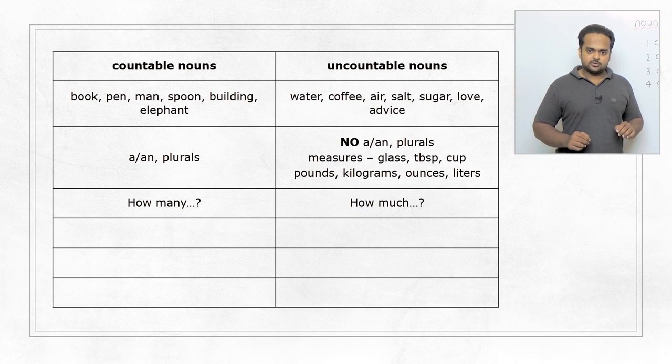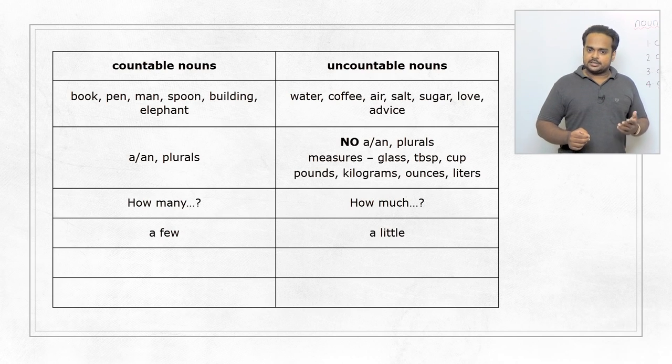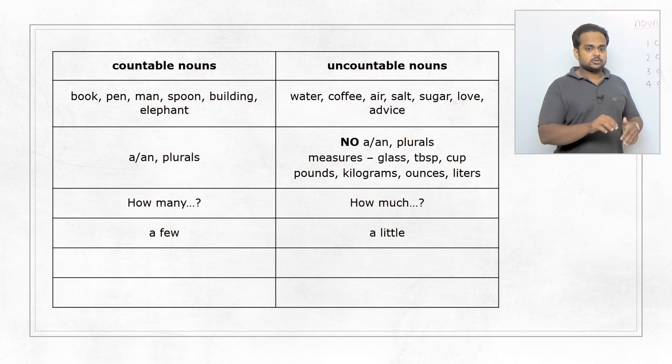With countable nouns, we use a few to mean a small number. I can say, there are only a few computers in my office. I don't know the exact number, but it's a small number. Or I can say, there's only a little water in the jar. So with uncountable nouns, we use a little. This is very important.